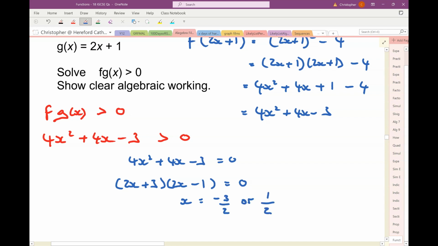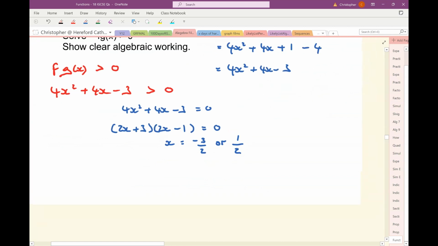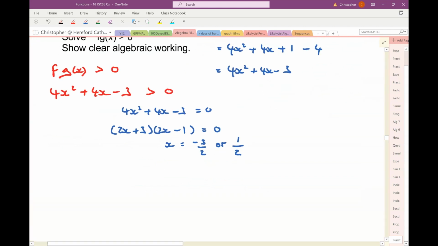a half. Now, what does that mean about the solutions for this quadratic inequality? Well, it's got a positive x squared here, so I'm thinking about a U-shaped curve, and I'm going to need to, let me just draw that for you. So I'm thinking a bit like this. Now my function, the roots are minus 1.5 and a half. So this is what it looks like.